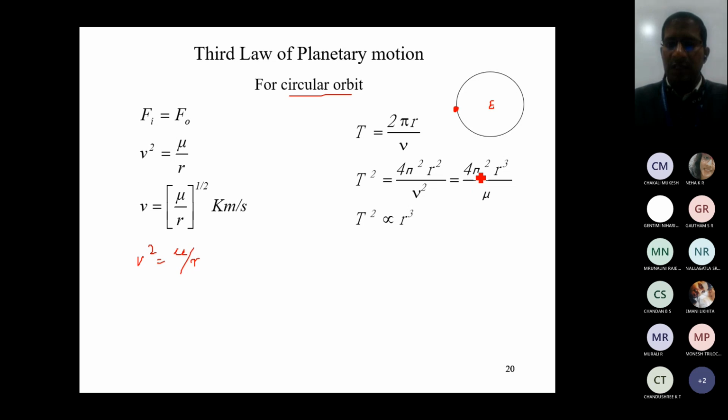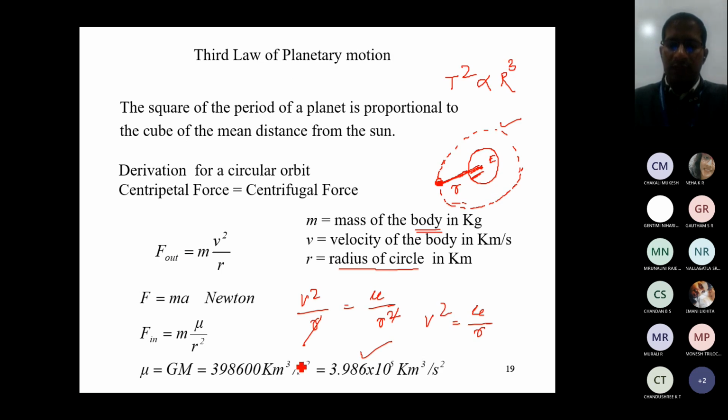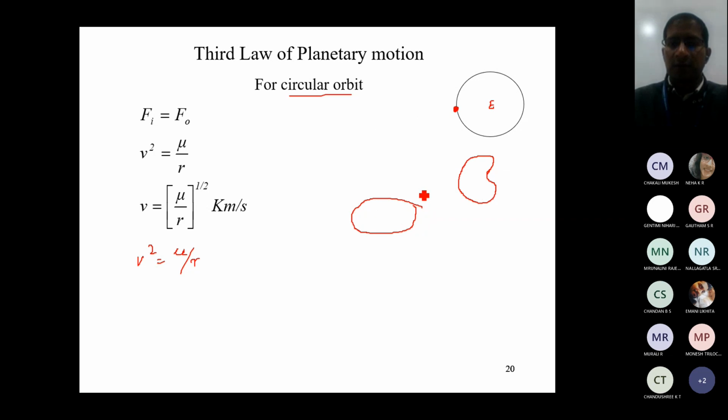Finally, 4 pi square is a constant, and mu is also a constant, whose value is 398,600 kilometer cube per second square. So this particular term is constant. So what we obtain is that T square is directly proportional to the cube of the radius of the orbit. So this was the third law of Kepler.